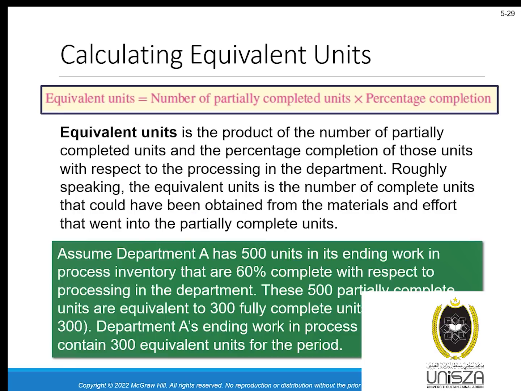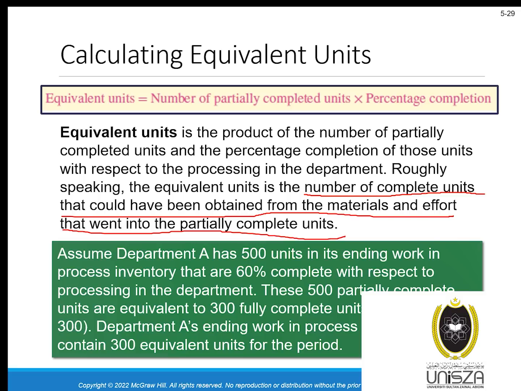So here we look at an example and the formula of the equivalent units. The formula is the number of partially completed units times the percentage of completion. So the equivalent units is the product of the number of partially completed units and the percentage completion of these units with respect to the processing department. In easy words, the equivalent unit is the number of complete units that could be obtained from the materials and effort that went into the partially complete units.